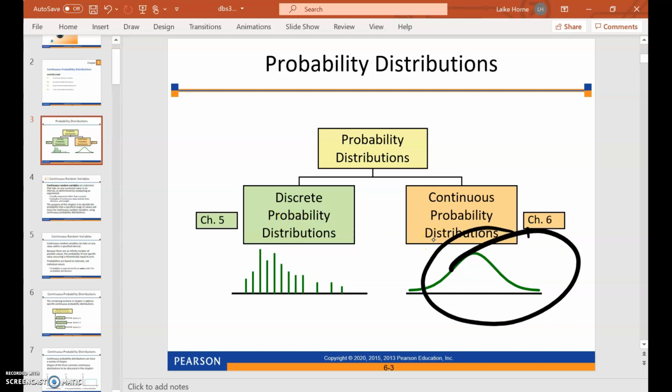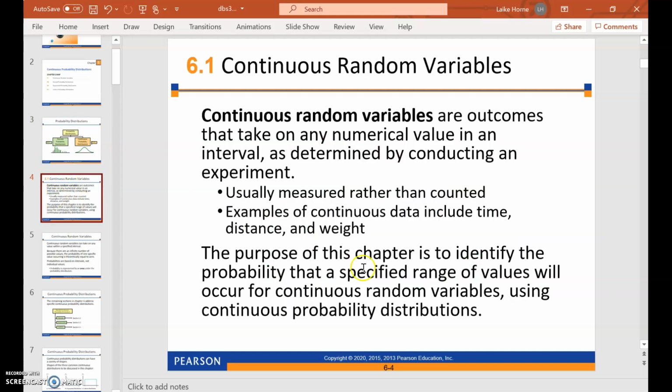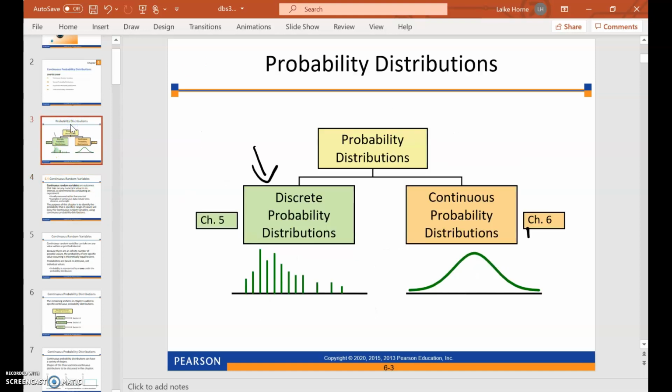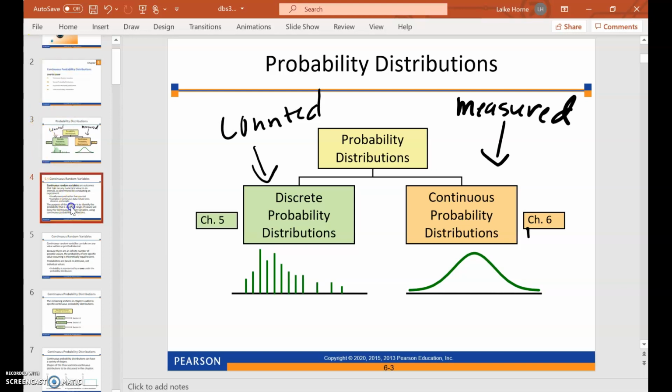So the graph's going to look like this. It's not going to stop, whereas here you go from, for example, 1, 2, 3, 4, 5, 6. It's choppy because it's only whole numbers. So continuous random variables take on any numerical value in an interval. So they're usually measured rather than counted. So here these are typically counted 1, 2, 3, 4, 5, 6, 7. And what we're going to look at in this section is continuous items that can be measured.